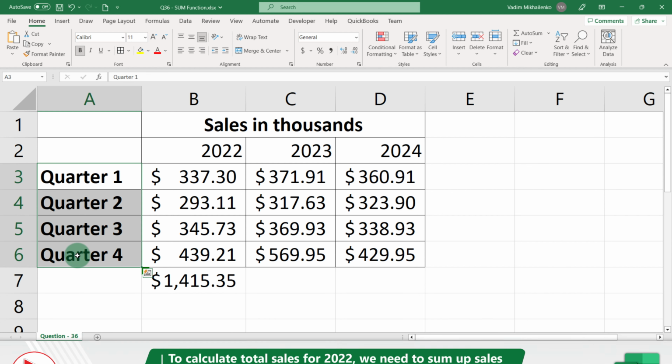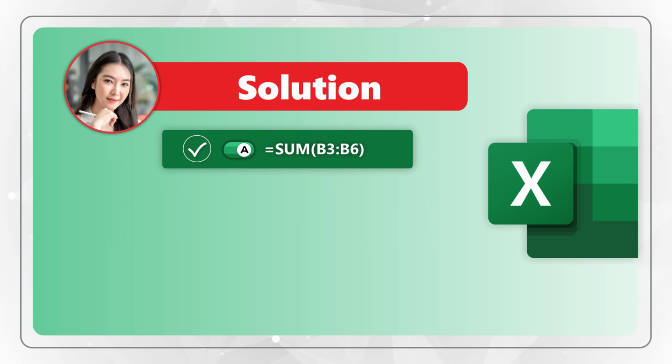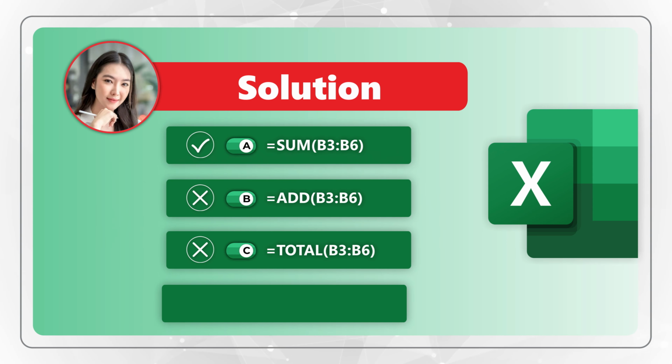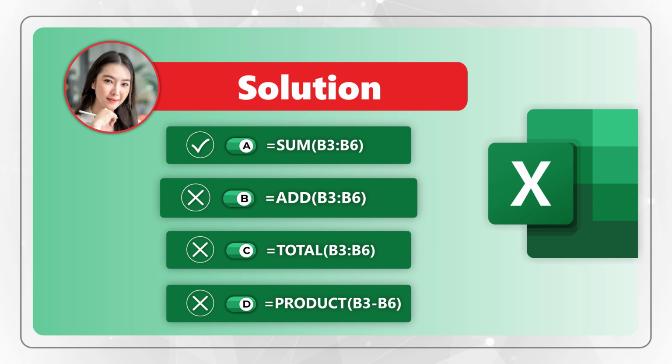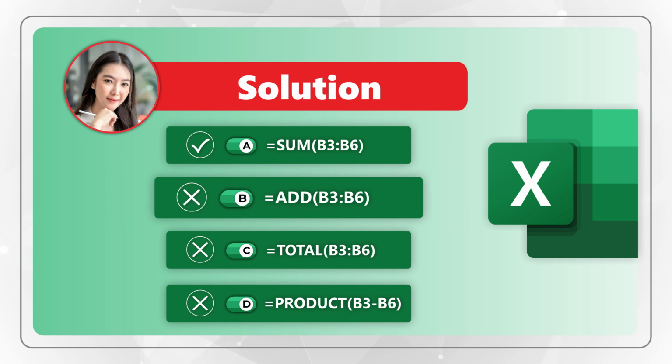As you can see, column B represents the sales data for 2022, and rows 3 through 6 represent quarterly sales. Now we know that the correct answer is choice A equals sum and then in parentheses cell B3 through B6. Let's look at why other options are incorrect. Option B, add values B3 through B6, is not a valid Excel formula.